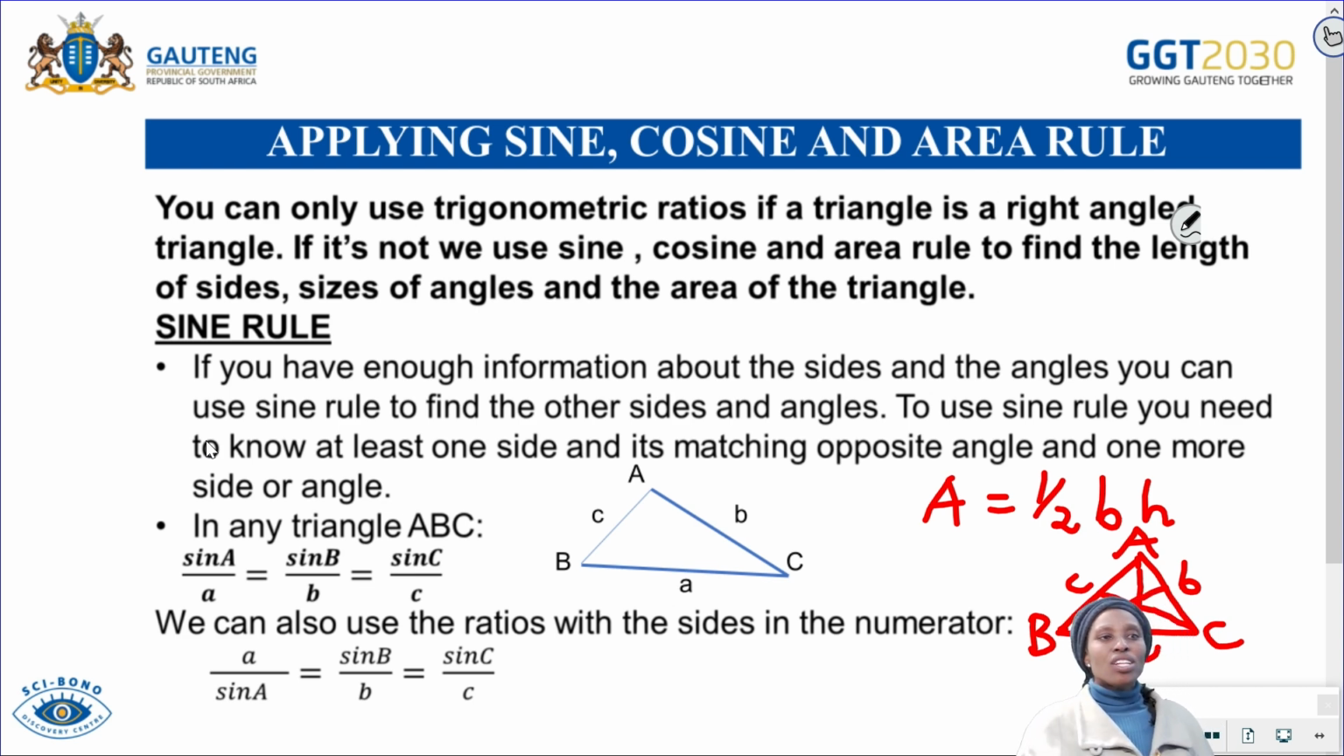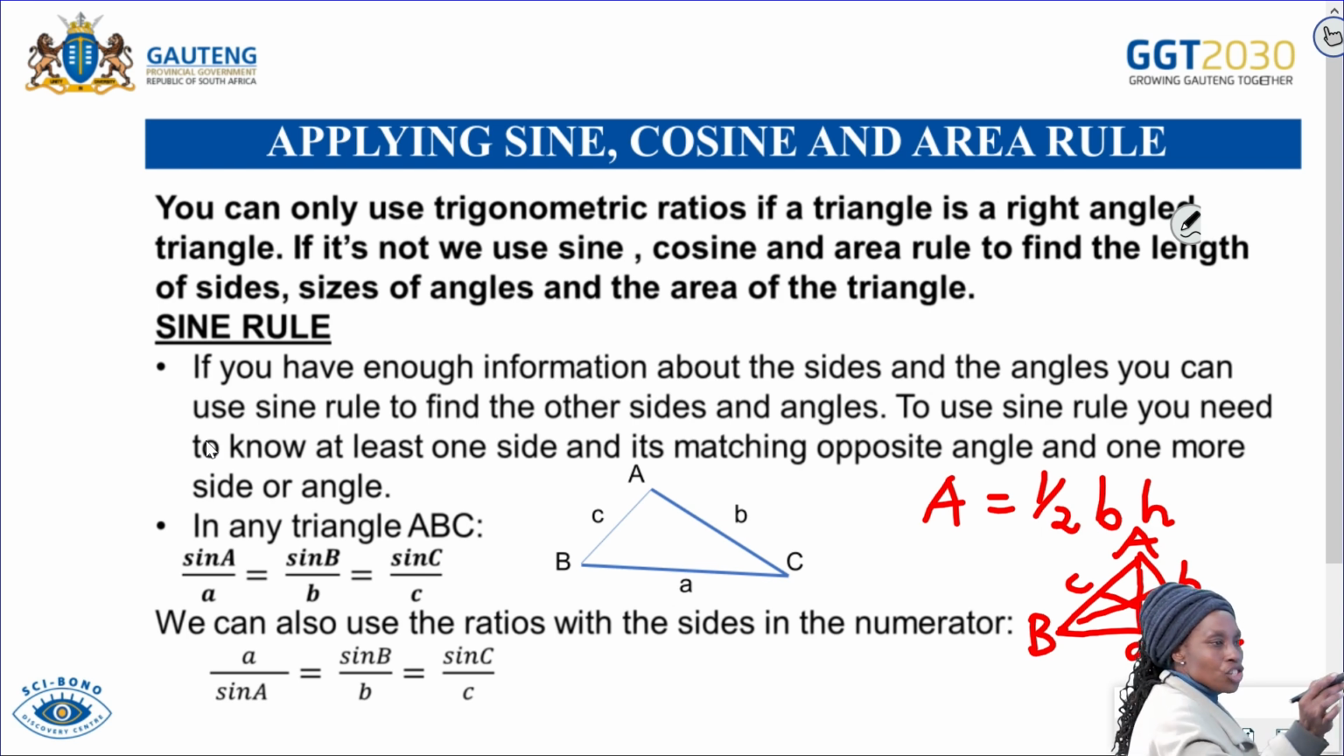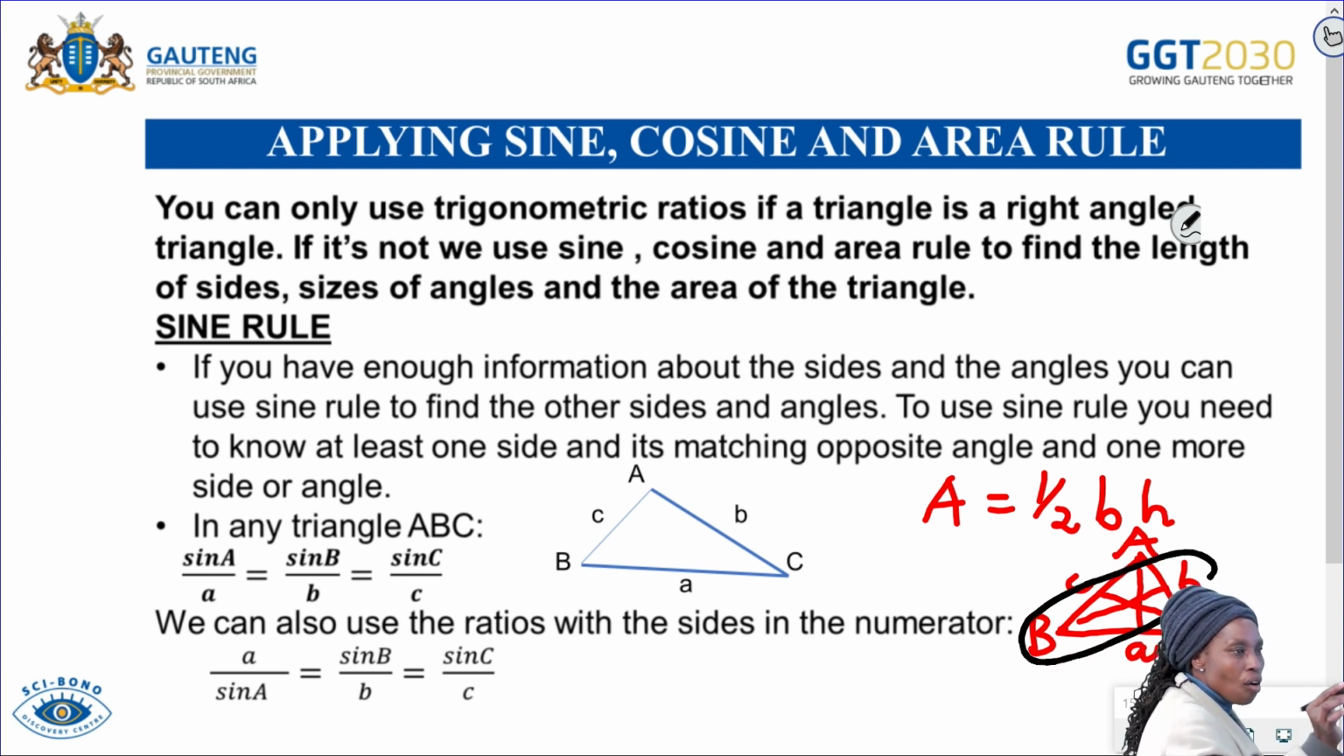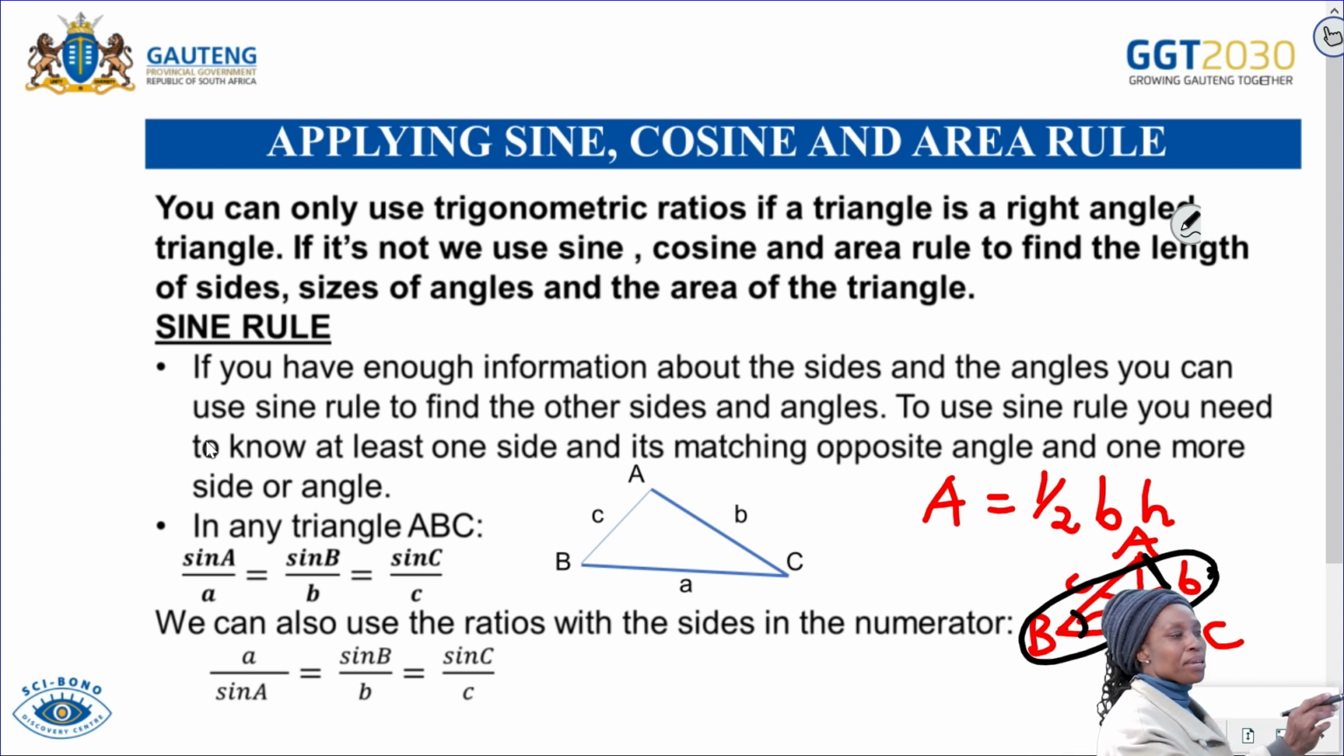So for me to use the sine rule, I must at least be given a full pair of a side and an angle, and for the other one, maybe I can be given the angle and I don't know the side. I must find the side. Or for A, I'm given the angle and I don't know the side a. Or I'm given the side and I don't know the angle A.